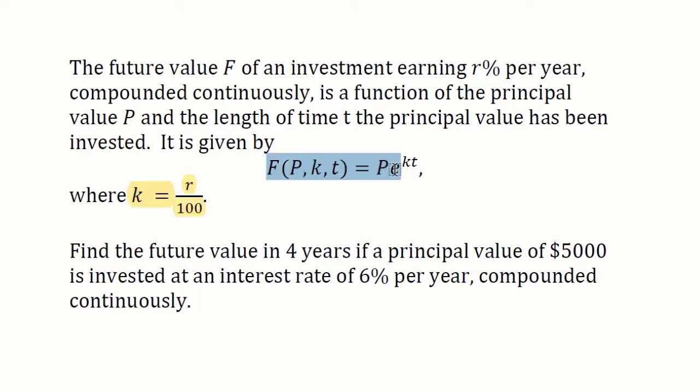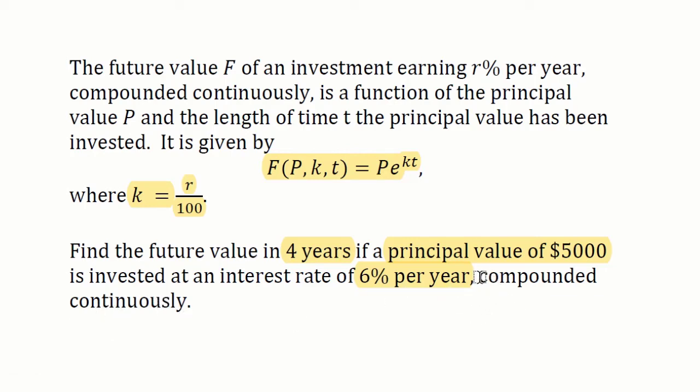So this is the function that we have seen on the board earlier. Okay, so right from that understanding, the question now is: find the future value in 4 years. So this means t equals 4 for us. If a principal value of $5,000 is invested at an interest rate of 6% per year, so r equals 6, and that plan is compounded continuously.